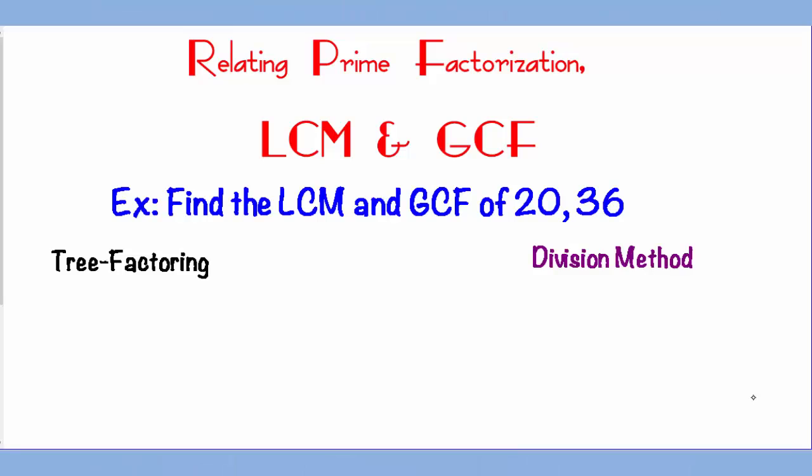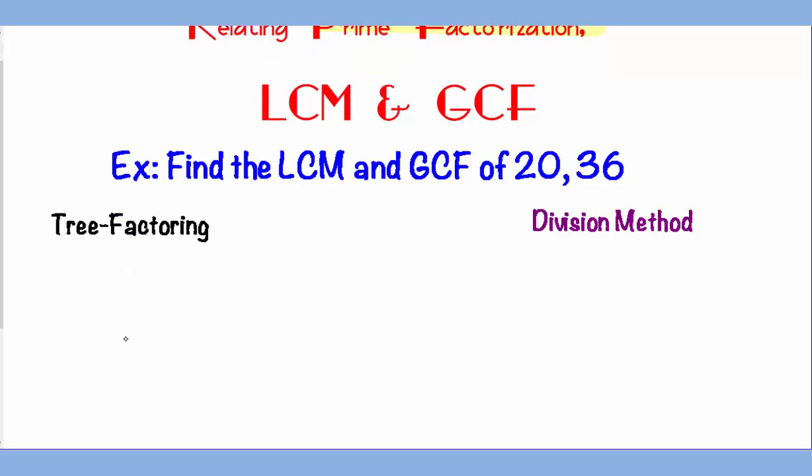Hi everyone, this lesson goes over how to find the LCM and GCF of a group of numbers using prime factorization. So the example given is to find the LCM and GCF of 20 and 36. For 20, we will use tree factoring to find its prime factorization.